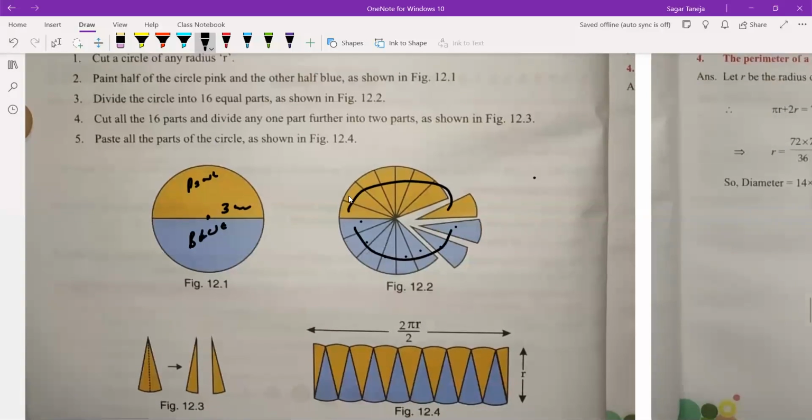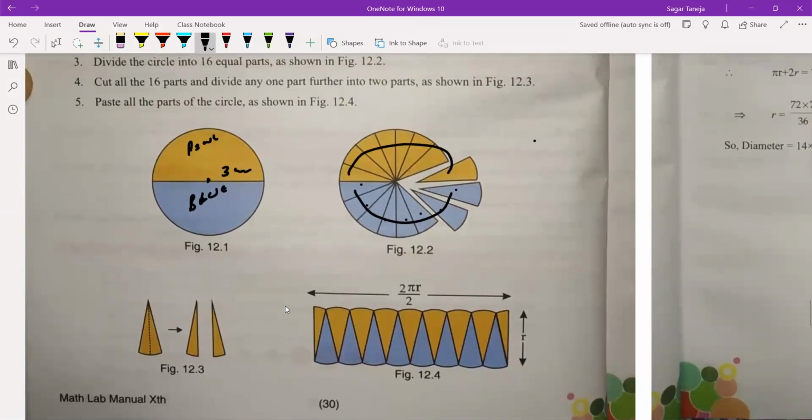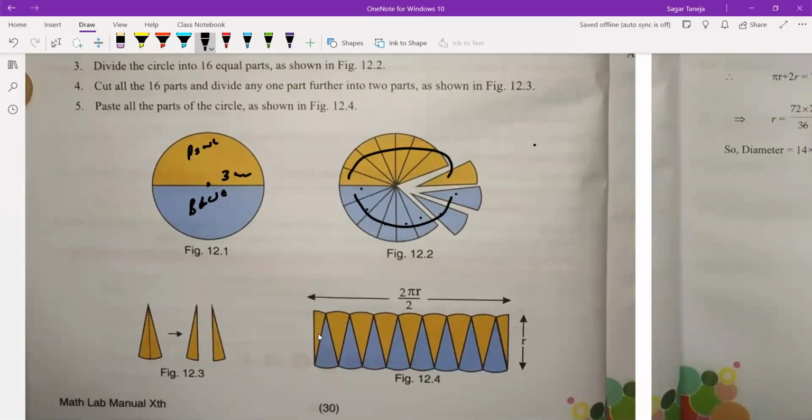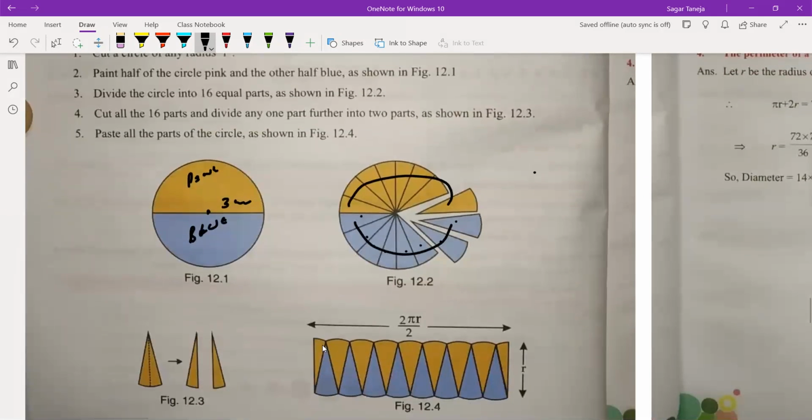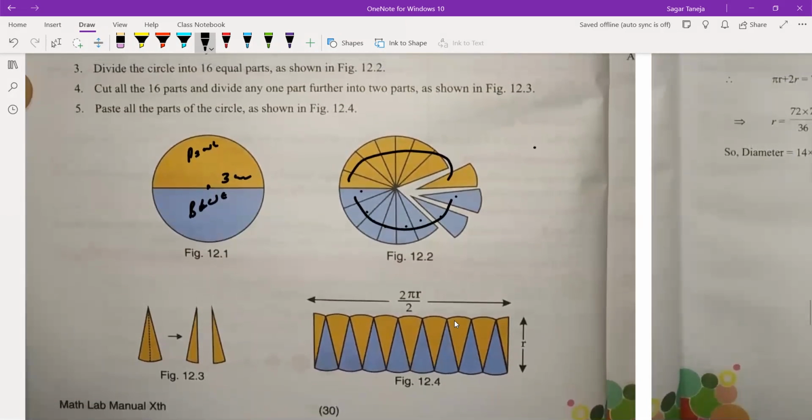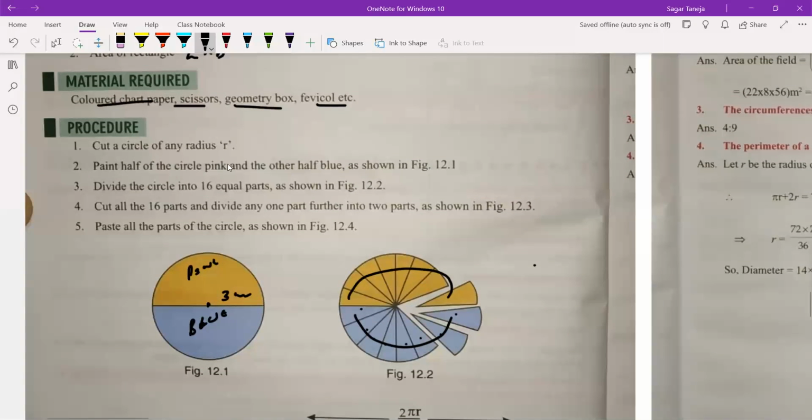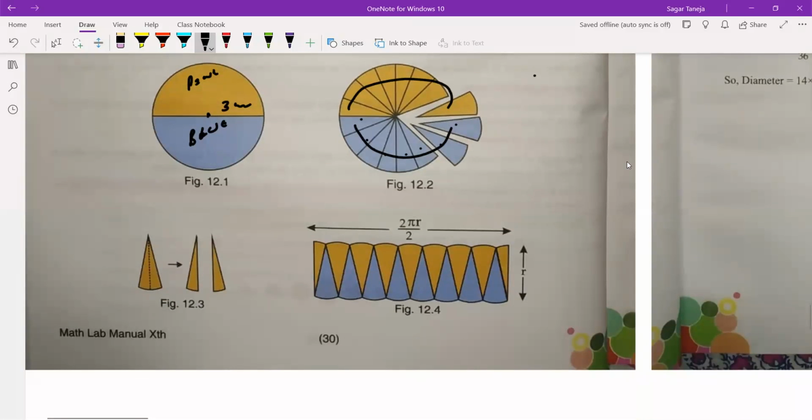Paste all the parts of the circle. See this, what they have done, how they have pasted all the sectors: one pink, then one blue, pink, blue, pink, blue, like this they have pasted all. Now what is this? Here all the pink parts are there only, and here all the blue parts. So the outer part of the pink sectors is here, and the outer part of the blue sectors is here.